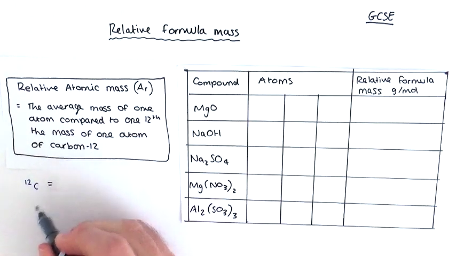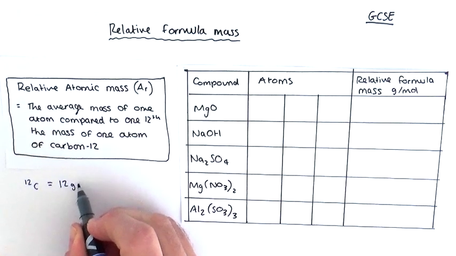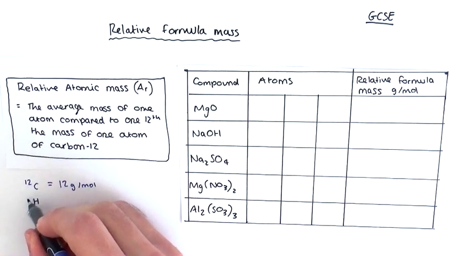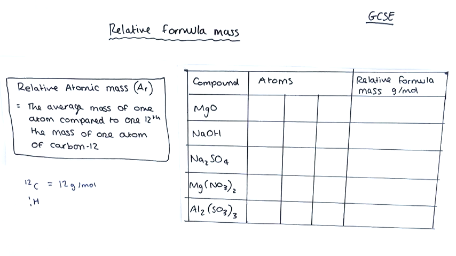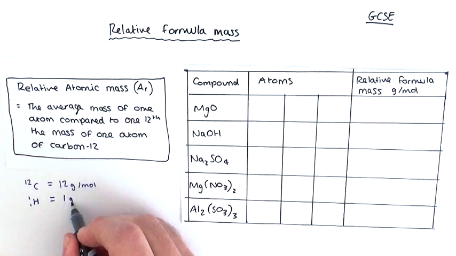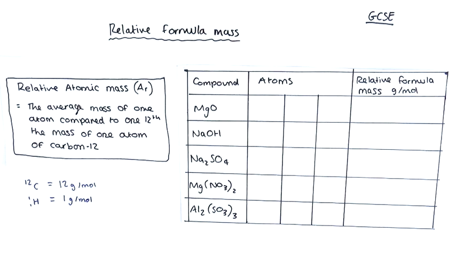And what we say is one atom of carbon-12 would have a mass of 12 grams per mole. So in other words, 1 mole of carbon atoms weighs 12 grams. Now it's really useful because it means we can compare all the other elements in the periodic table back to this. So for example, if you have a look at your periodic table, you can see that the mass of a hydrogen atom is 1. And what we say there is that 1 gram per mole is the mass of hydrogen atoms. So 1 mole of hydrogen atoms weighs 1 gram.